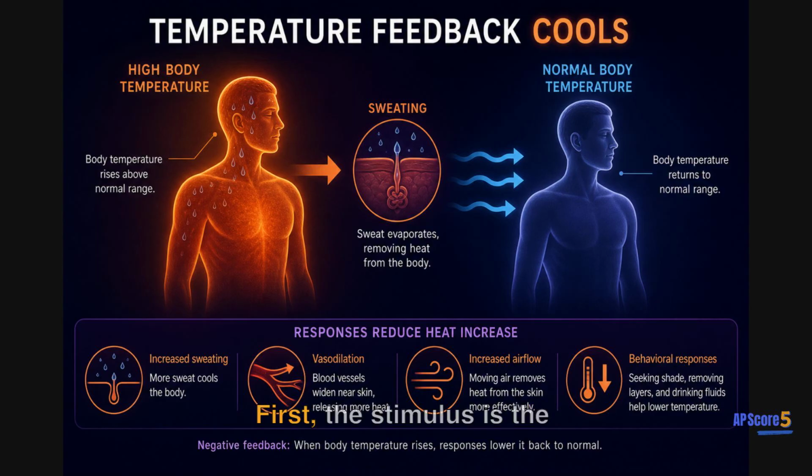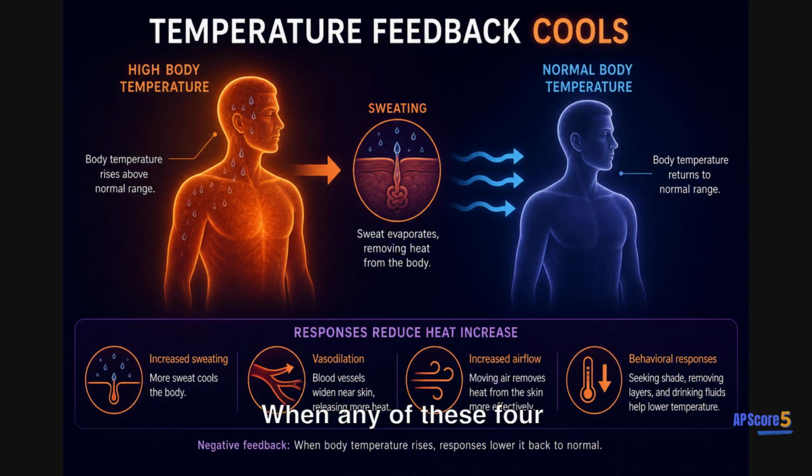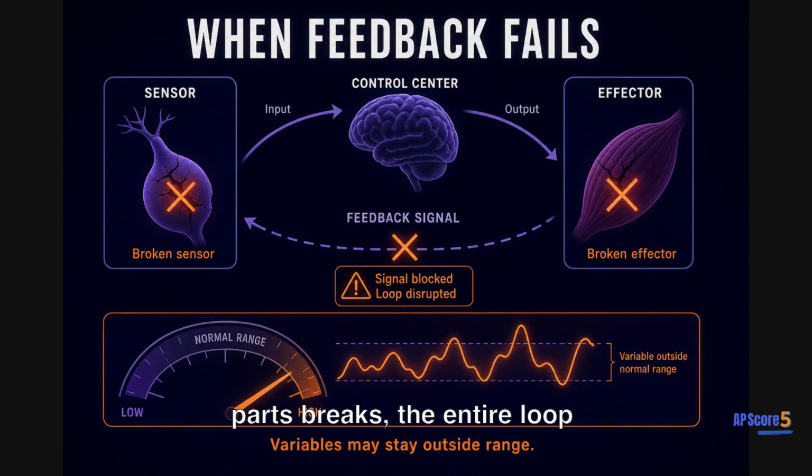Every negative feedback loop has the same 4 parts, and naming them on an FRQ earns easy structural points. First, the stimulus is the change that moves a variable away from normal. Second, the sensor or receptor detects that change. Third, the signal pathway, often a hormone or nerve signal, carries the message. Fourth, the effector is the cell, tissue, or organ that actually produces the corrective response. When any of these 4 parts breaks, the entire loop fails.